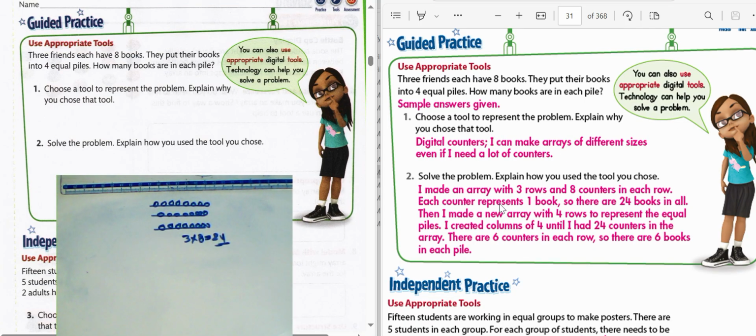Then I can make 3 rows and 8 counters in each row. Each counter represents 1 block. So there are 24 blocks in all. Then I made a new array with 4 rows to represent the equal places. I created columns until I had 24 counters in the array. There are 6 counters in each row, so there are 6 boxes in each place. Understood?